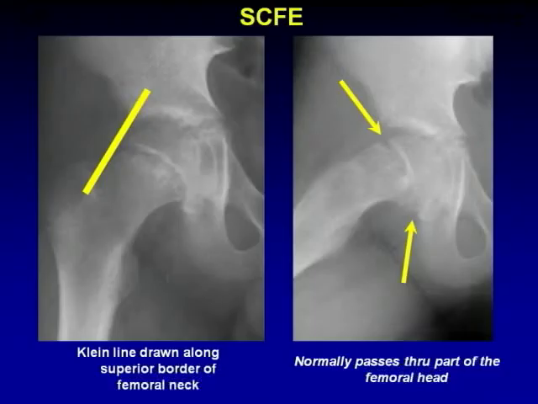How do we diagnose SCFE? Well, we should know that drawing the Klein line along the superior border of the femoral neck, this line should normally pass through the lateral margin of the femoral head. But here it does not, either on the AP or on the frog leg view in this patient with slipped capital femoral epiphysis.